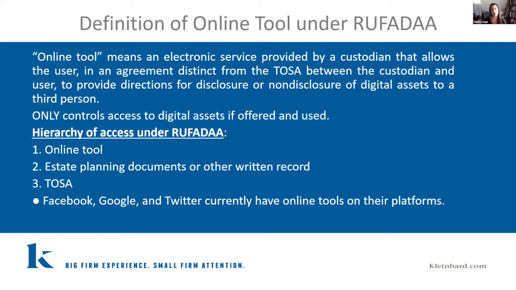So if an online tool is utilized, that is what the legal access is going to be first, whoever that person is, or whatever that direction is. It could be to delete the accounts. The next, if there is no online tool utilized, would be estate planning documents or other written records that are directly authorizing a fiduciary to access this type of information. And if there's no estate planning in place or other written record, then the terms of service agreements are going to be looked at, and that can be very problematic because the majority of them don't address these provisions.